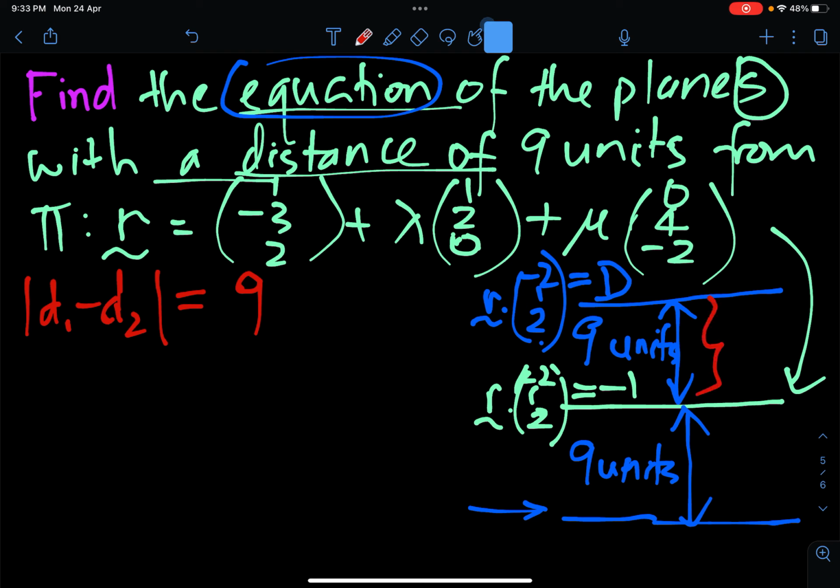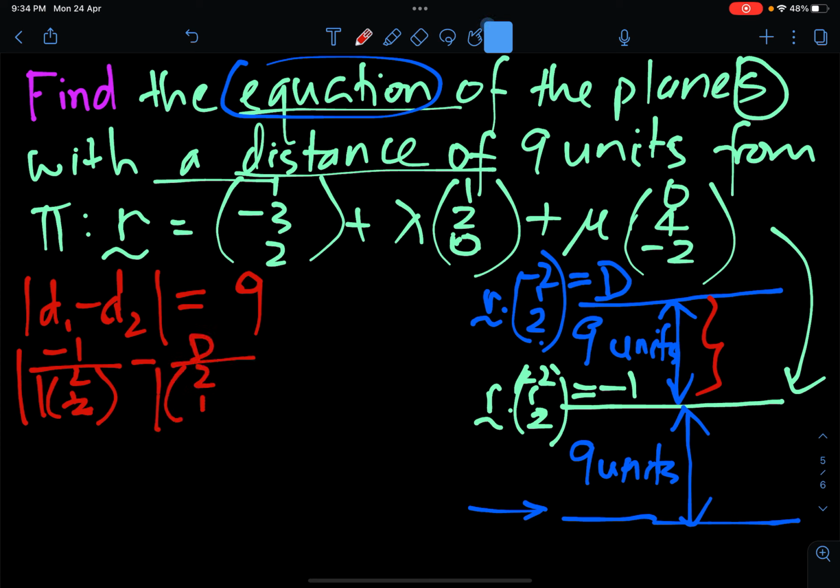So D1 would be minus 1 over mod of 2, 1, 2. You can also refer back to the same video, Vectors Distance Between Two Planes, to see why D1 is minus 1 over mod of 2, 1, 2, and D2 would be D over mod of 2, 1, 2. So this equals 9.